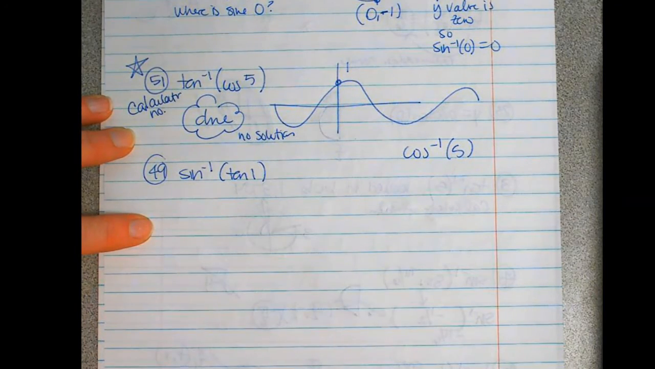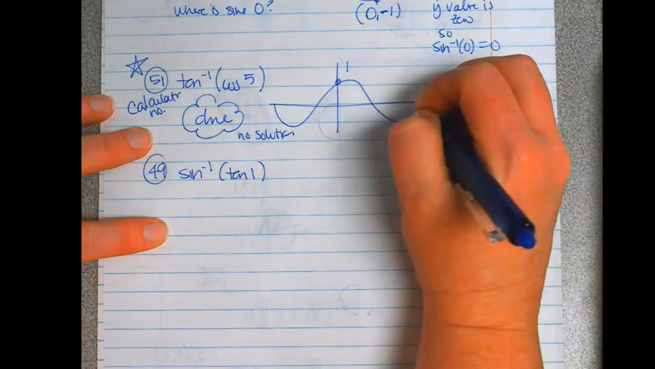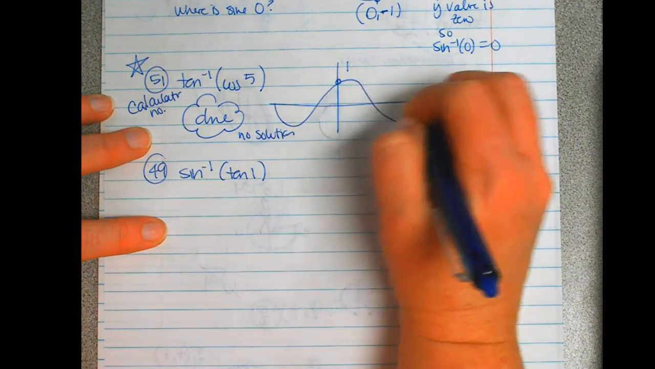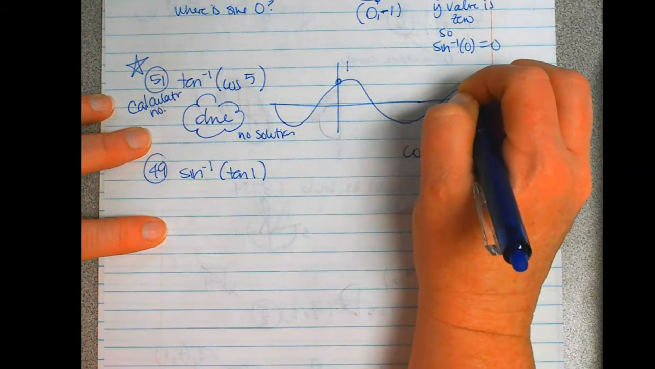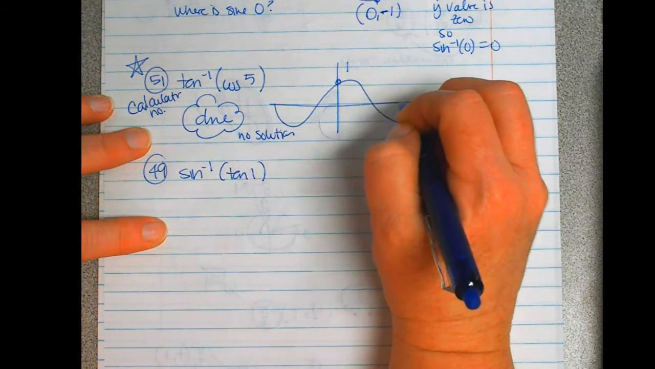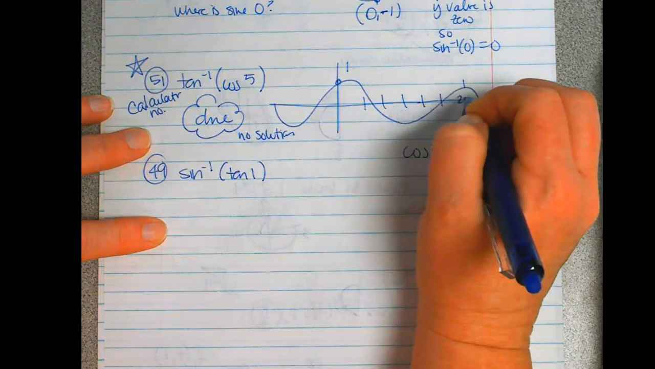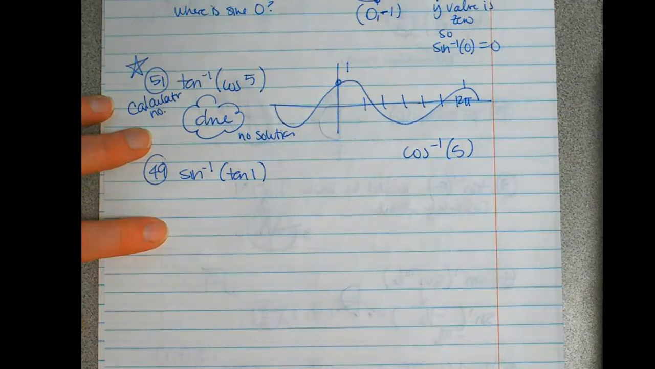So what did I do wrong? This is not an angle. What does it mean to be cosine of 5? Cosine of 5 means go, this is 2 pi. This is 6, so that's 1, 2, 3, 4, 5, 6. Okay, what did I do wrong?